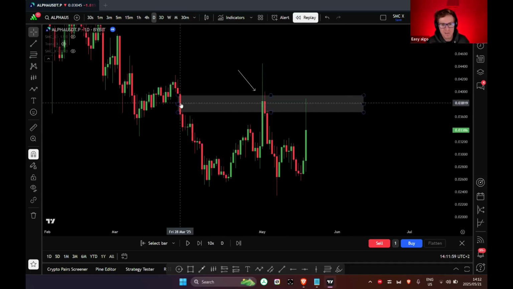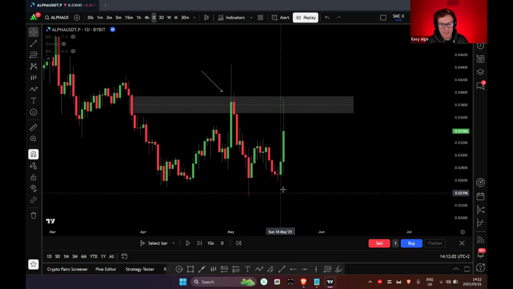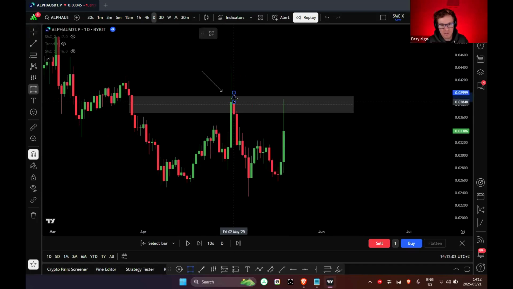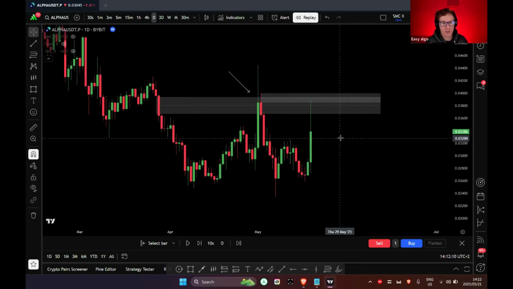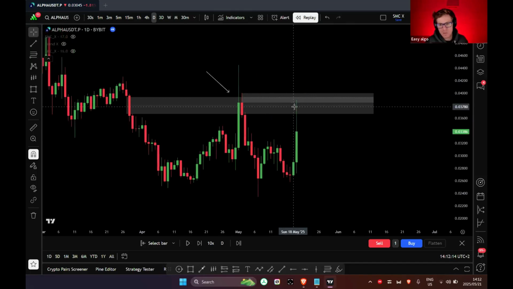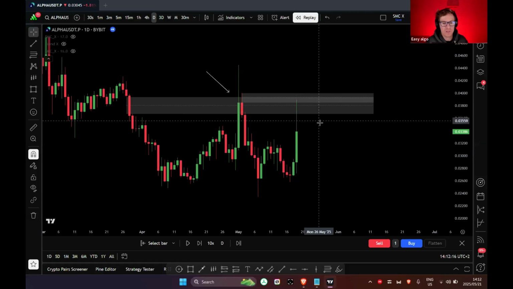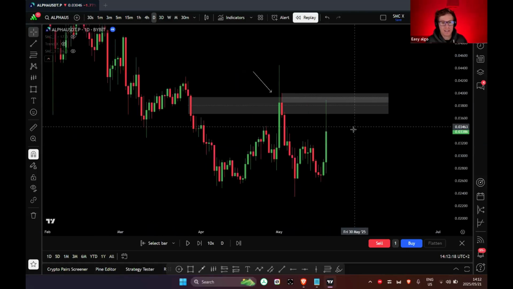So I marked out this fair value gap. This was a relevant point. And then I also marked out this candle over here as a relevant point. So I knew somewhere around here, I was looking for a retracement to occur. The usual place I like to look is if price is rejecting the 50% level of the fair value gap. So all I did is I zoomed out.